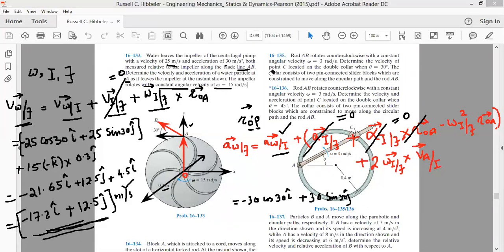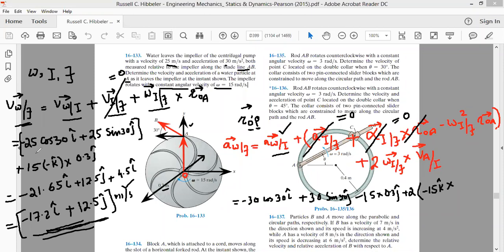So here we will write its magnitude is 15, but this is minus, so this will be minus 15 multiplied by the radius vector drawn from O to A, whose magnitude is 0.3, and it's along j cap, 0.3 j cap, plus twice the angular velocity of impeller with respect to ground, that is minus 15k cap, and its cross product with velocity of A with respect to impeller.